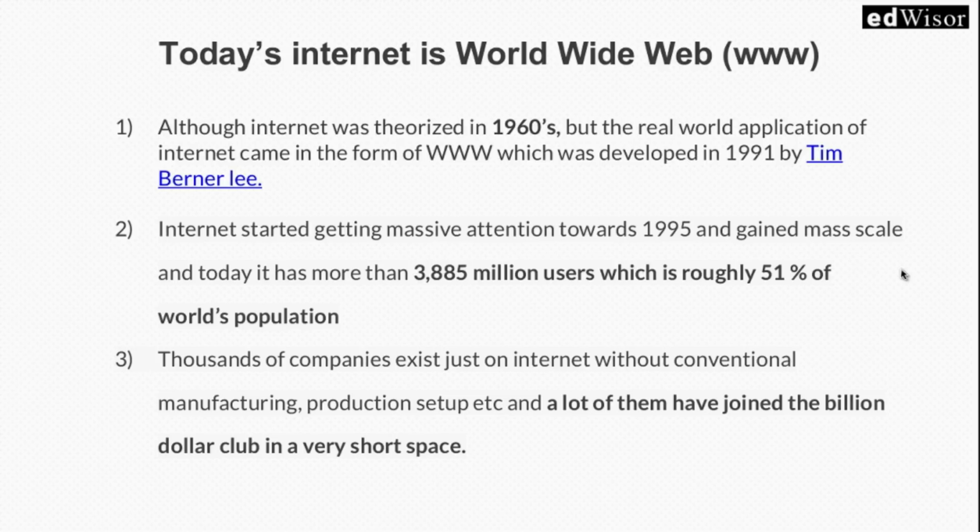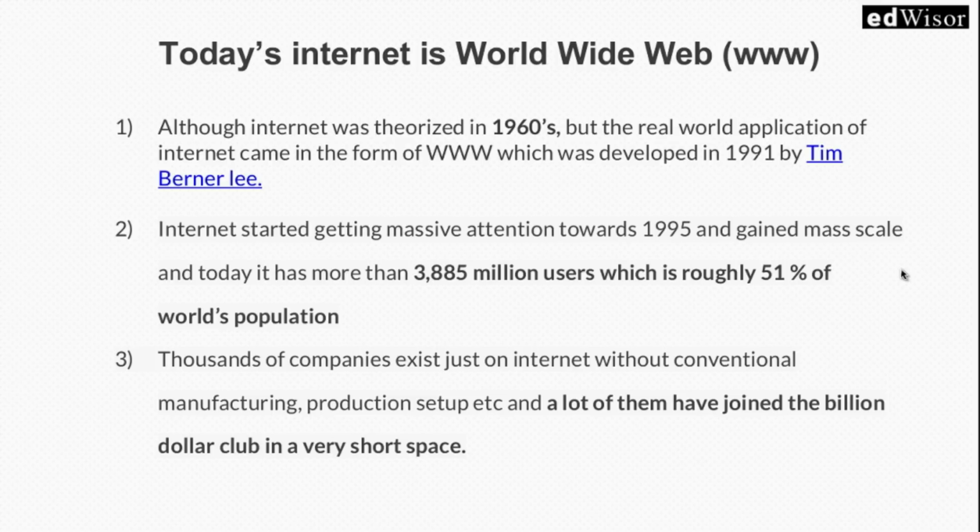As you can see, internet is not too old, near about 25-26 years old, that's it. But the real attention that it gathered was somewhere around 1995, when personal computing became more and more common, and people started buying computers in their homes. That's where it really grew.